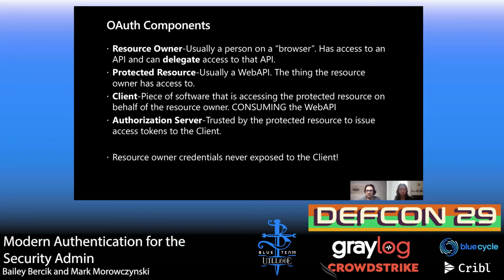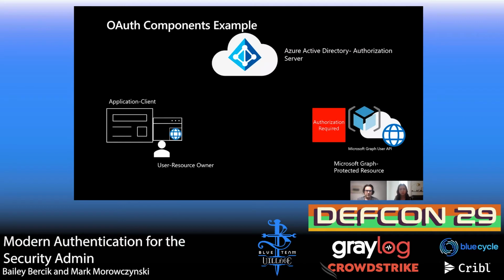Okay, so let's take a look at this from an example, kind of lay this out a little bit. Very similar to Bailey's diagram here, we have our user in the lower left. That's the resource owner by the actual OAuth RFC. And that user is using some sort of application. That's going to be the client. And that client is going to want to access some sort of protected resource. In our case here, that's going to be the Microsoft Graph, right?